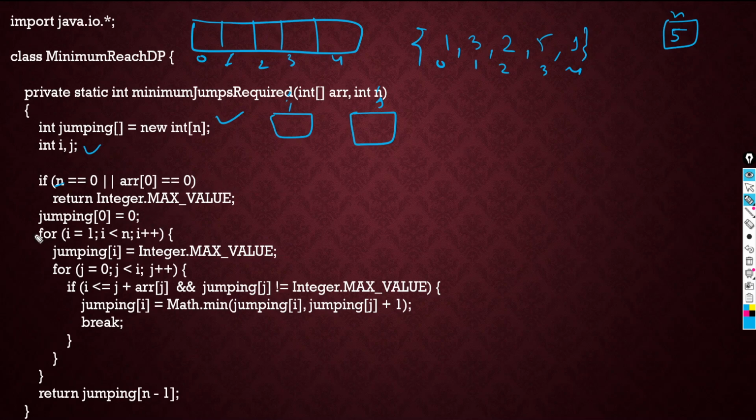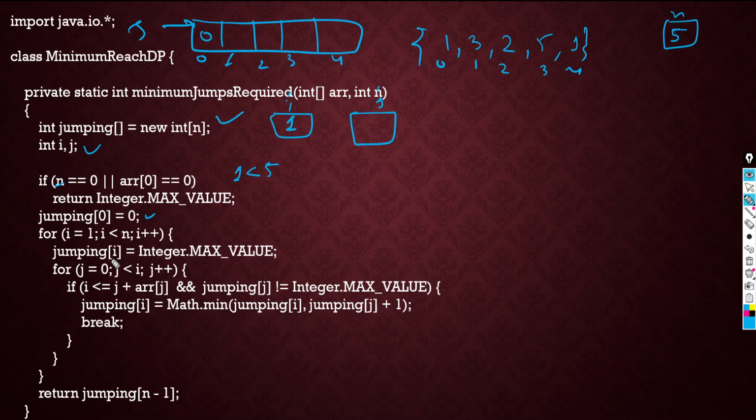Okay. Now at this particular point, what do you need to do? Jumping of 0 should be placed at 0. This is the jumping array. Done. Now for i, we need to keep a value of 1. 1 has been kept. Is 1 less than n, which is 5? Yes, correct.